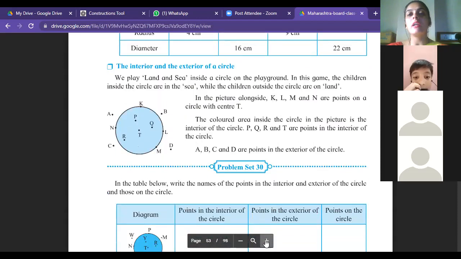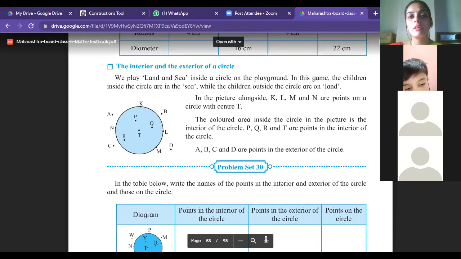Now see here, 3 of you, just see here. We have studied the circle, diameter, radius, arc, circumference, chord, right, Ali? Now, whatever the points inside the circle, that is called interior. What do we call an interior point of the circle? The points which are inside the circle. Which are the points which are inside the circle?